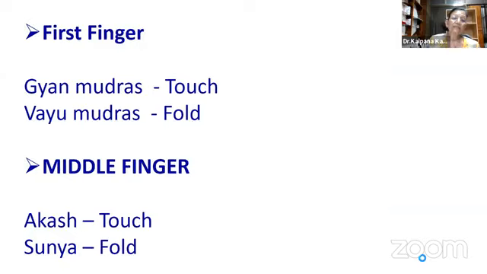So as I said, Gyan Mudra is touch. Vayu Mudra is fold. Come on, let's just all do it, okay? The first finger. This is Gyan, knowledge, okay? Vayu is to balance the prana in your body, the prana Shakti. Then Akash, touch. Shunya is folding to balance the Akash Tattva in the body. Okay. Then the third one.